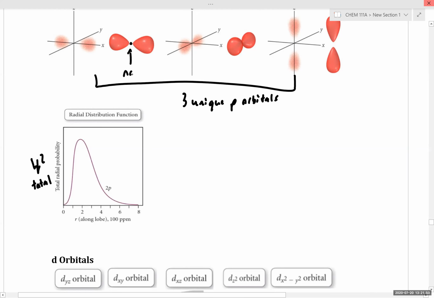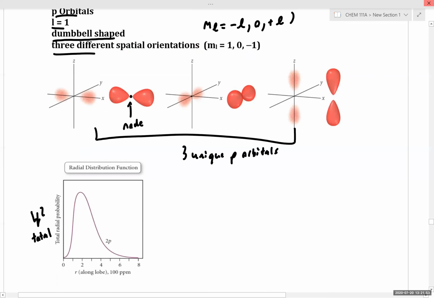Does everyone see that node in the center of our p orbital? Does everyone see this region of space where no electrons are present? We have a region in the center of our p orbital with 0 probability of finding an electron. And as we can see from our radial probability picture, as we move away from the nucleus, our probability increases and then it drops off as we get farther and farther away from our nucleus. But at our nucleus, the radial probability is 0.